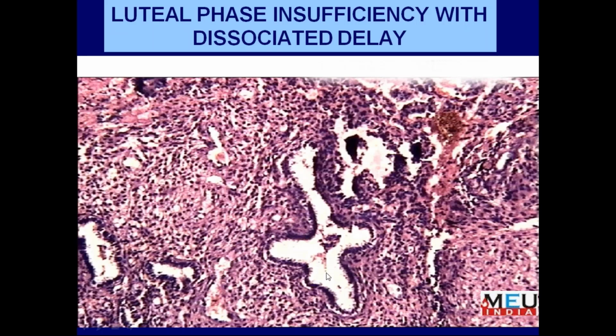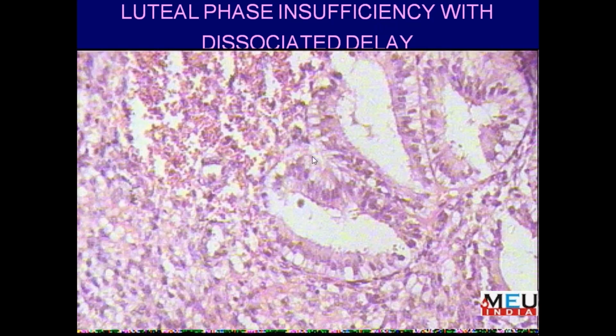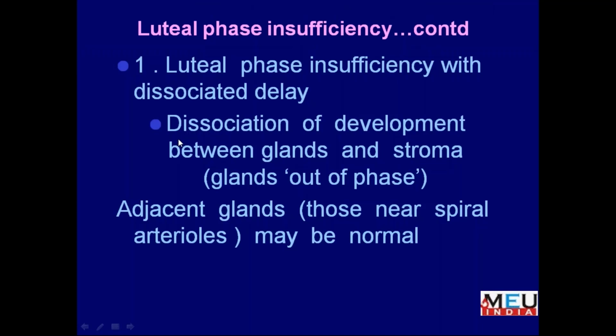And here we see that the stroma has very little edema, and hardly any glands are formed. Here also the vacuoles are still at the base. They have not started secreting. There is a delay. The stroma here is edematous. The compact phase has not started, and this results in luteal phase insufficiency with the associated delay.